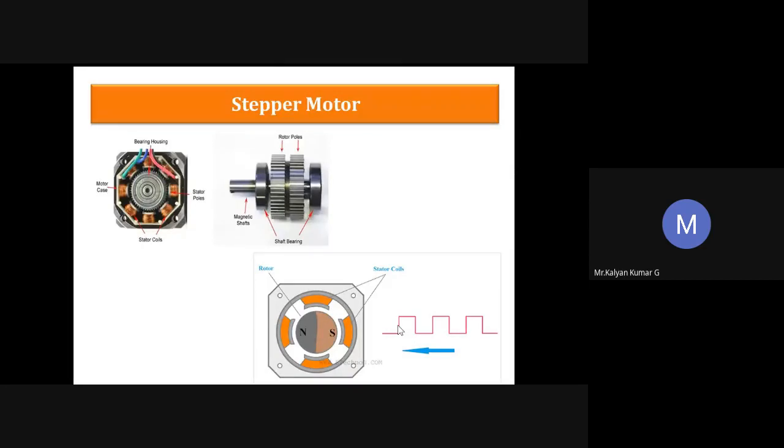So normally, one pair of your stator winding we call it as what? One phase. Since excitation is applied to the stator windings, the stator windings are also called as what? Control windings. So normally we give excitation only to your control windings, not your rotor.